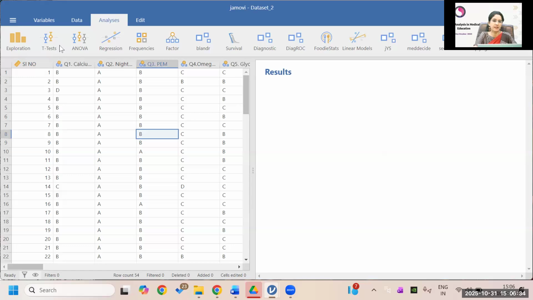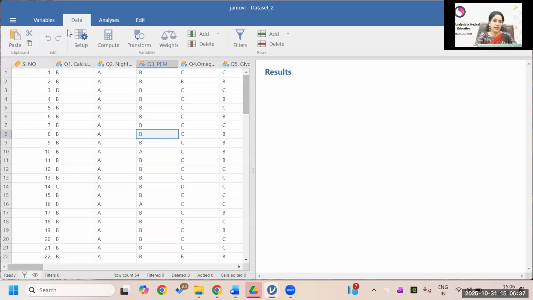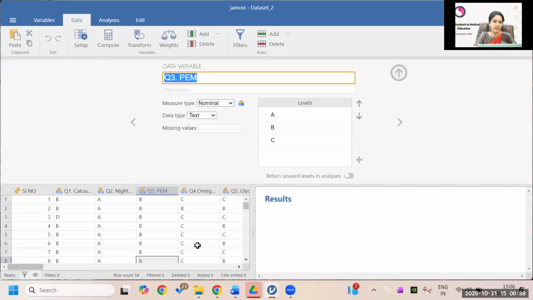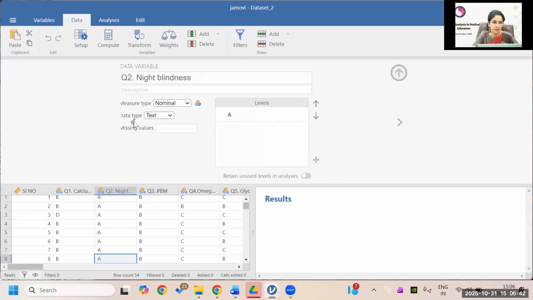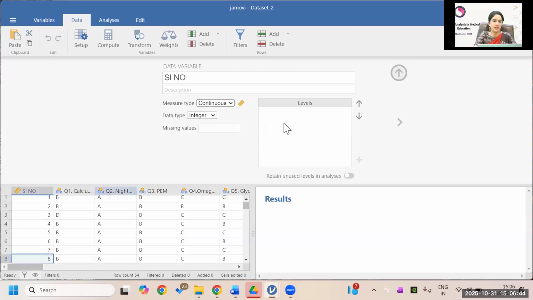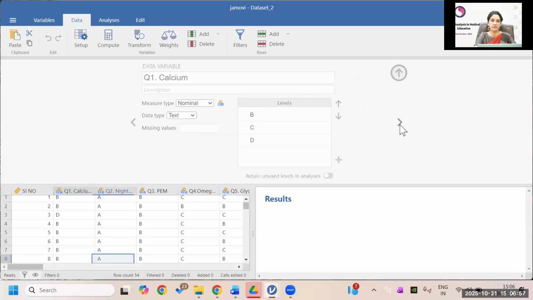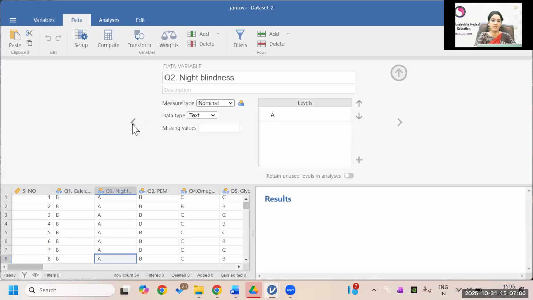In the data set, if you go to data and click on setup, let me start from the beginning. This is the serial number. You can define the variable here. Click on next. Like calcium, there are options. The type of data is nominal, and since it is not in numbers, I have kept it as text. Calcium means these are the questions. The first question, we have just written a few words of it so that it is easier for us to interpret. Then the second question is on night blindness, the third question on the PM.